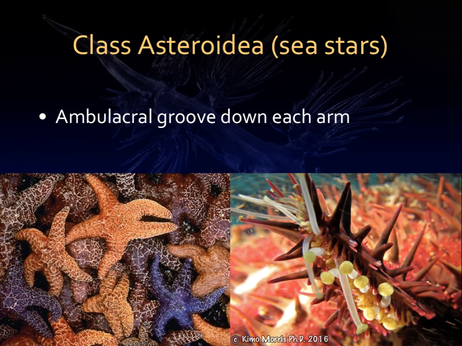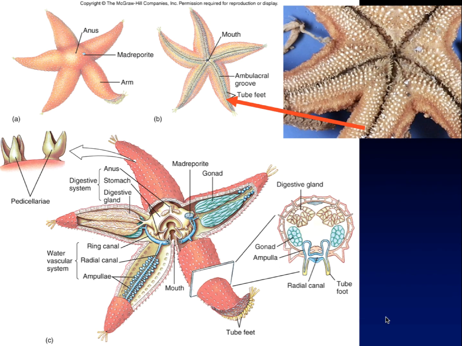So let's start first with the class Asteroidea. That's the scientific name, that's the class scientific name for the sea stars. And running down the length of the underside of the arm where the tube feet are coming out, that structure is referred to as the ambulacral groove. And they have one running down the length of each of their arms. Again, that's the groove from which the tube feet will emerge. So very interesting animals there.